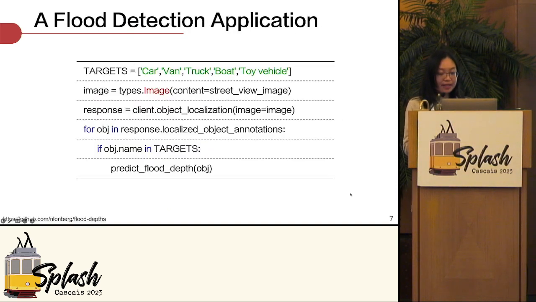To better understand these integration challenges and their consequences, just consider this application, called flood depth. It's an open source application that uses vehicles as a reference to estimate the flood depth. As shown in the code, it first identifies objects in a street view image using the ML API. It then iterates through all the identified objects and finds the one whose name matches one of the vehicle-related keywords in the target list. Finally, it invokes and predicts flood depth upon these objects. This code snippet is straightforward on its own, but the software and the ML API do not work well when integrated together.